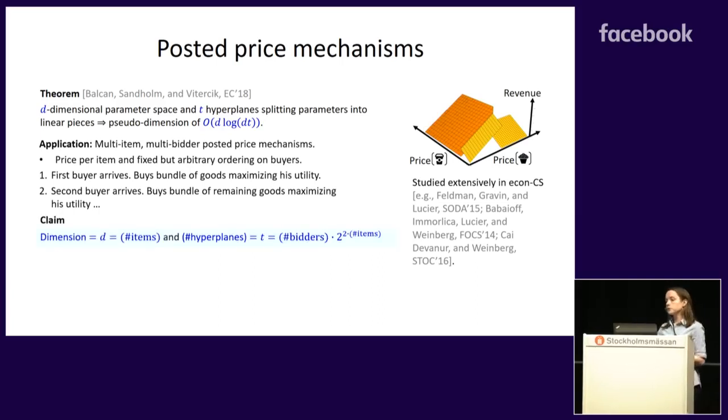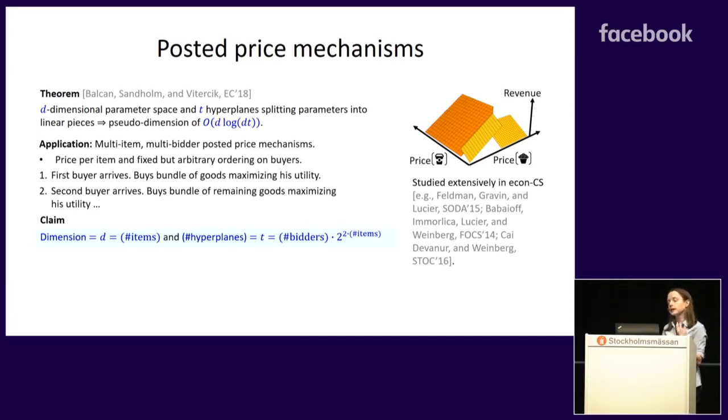And so what we prove is that the dimension of this parameter space equals the number of items. And I'm sure you can see that. That's just because we get to set one price per item. So the dimension of our parameter space defining this mechanism class is the number of items. And then the number of hyperplanes splitting this parameter space into regions where profit is linear on any fixed set of buyer values is the number of bidders times 2 to the 2 times the number of items.